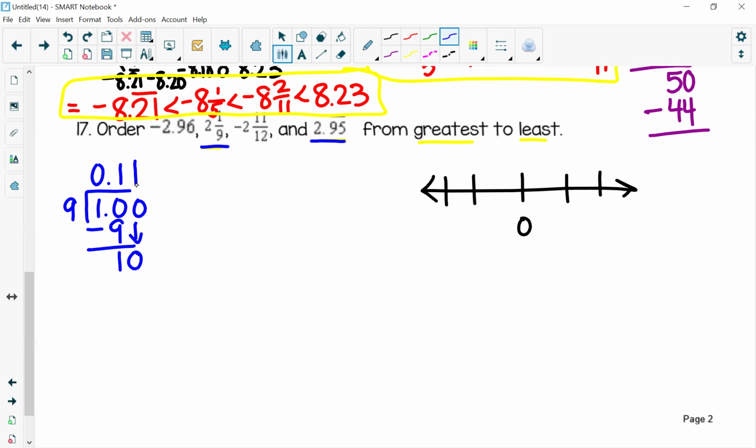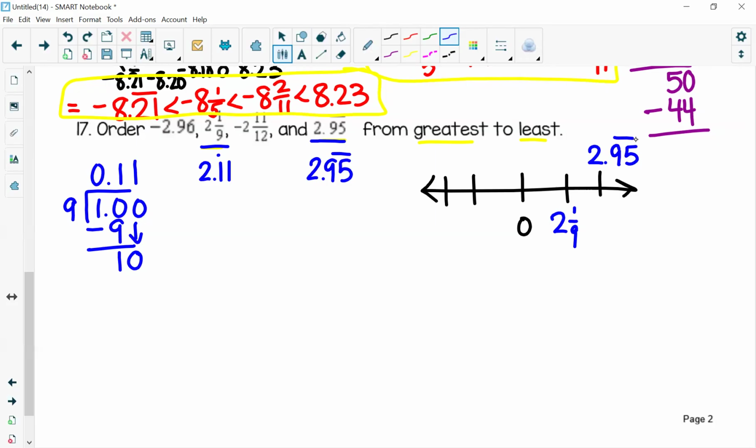So I'm going to go like this. It's really 0 and 1/10 with the repeater over the 1. But if you look now, I have 2 and 11 hundredths. I have 2 and 95 hundredths. Go like that. That would be my repeater. So I would be able to put 2 and 1/9 right here, and then 2 and 95 hundredths right here.